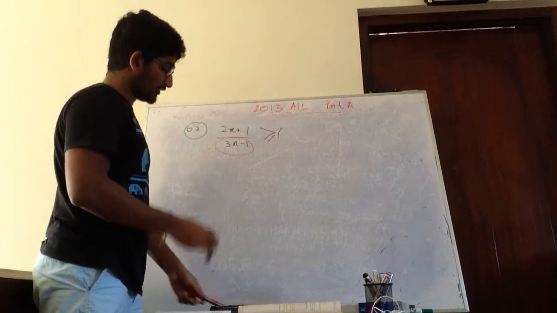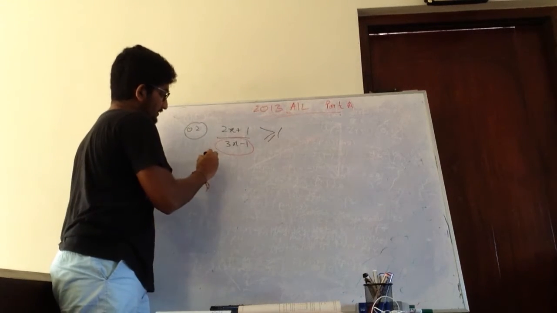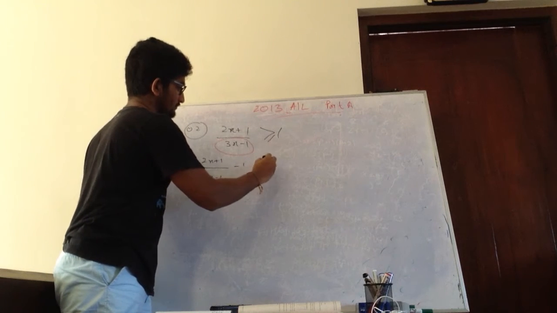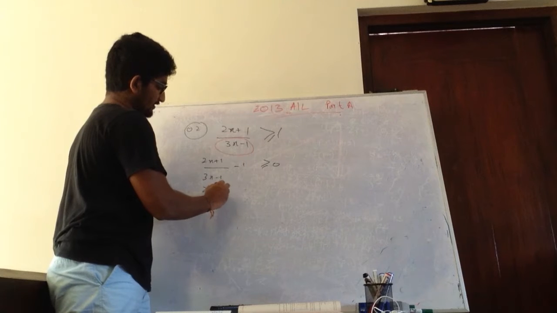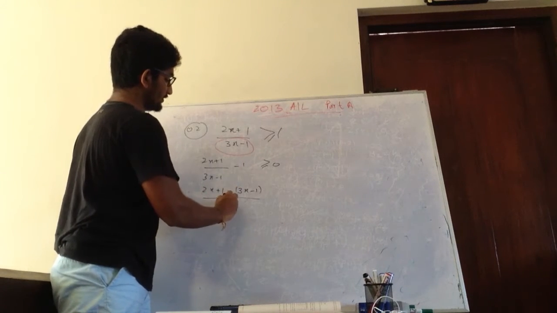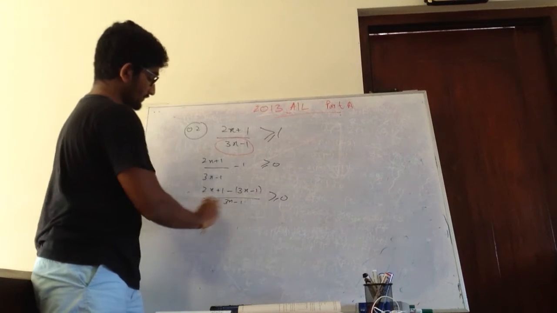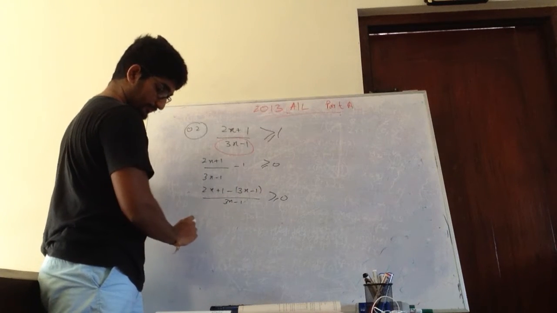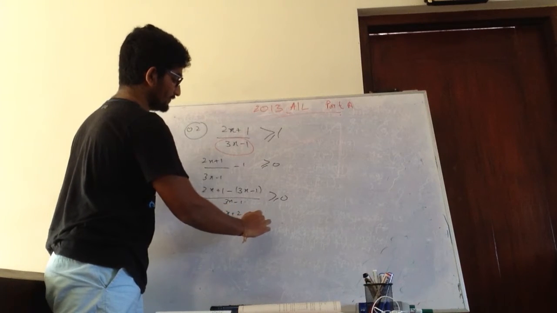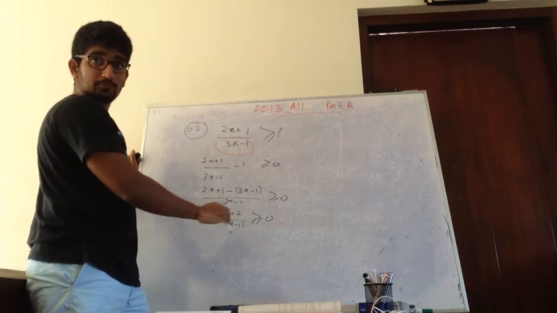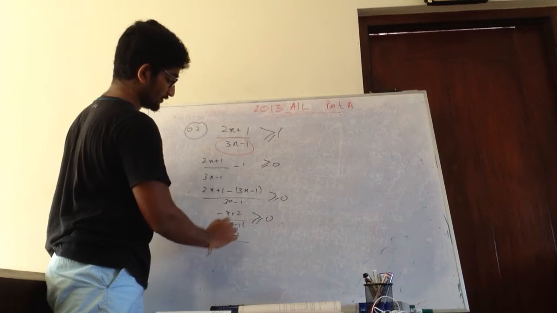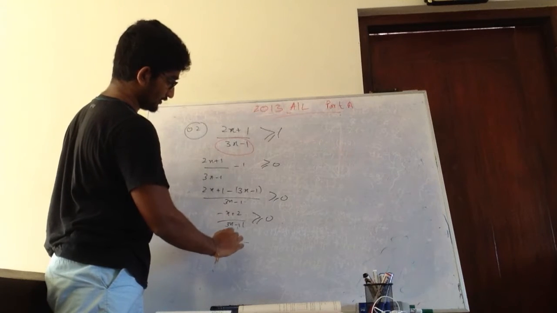Okay. Basically, what you do is you basically minus this out. So you get 2x plus 1 minus 3x minus 1, over 3x minus 1, is greater than 0. You get minus x plus 2 over 3x minus 1 greater than 0. So I'm going to multiply by minus. So x minus 2. Then I'm going to take 3 out.